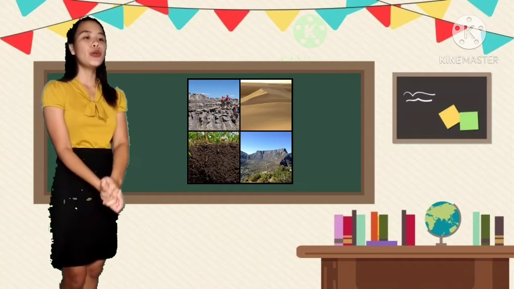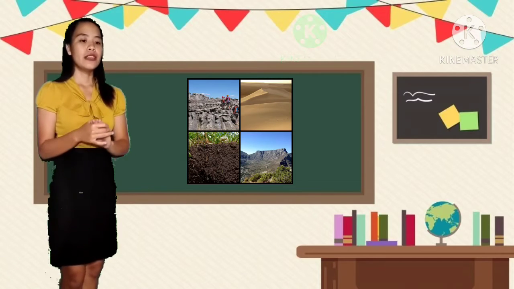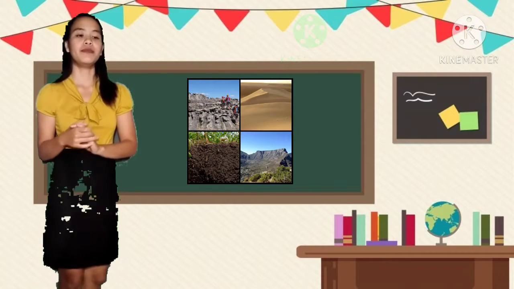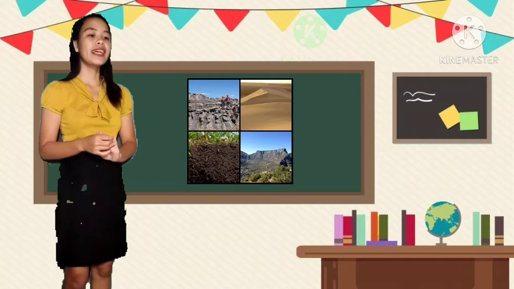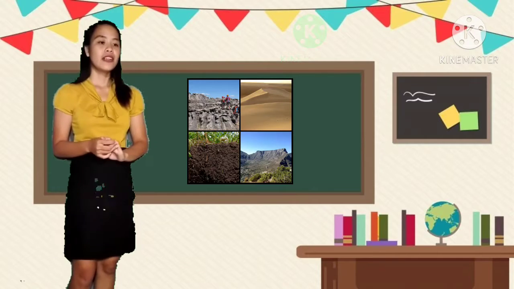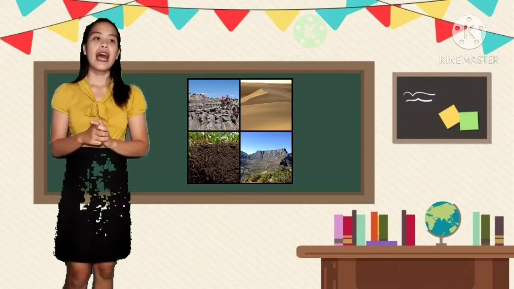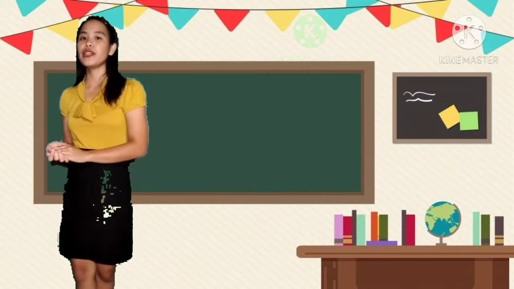So very good, row 2. It is the geosphere of the earth. So very good. So next, take note everyone, lithosphere and geosphere have the same meaning. So next picture for row 3.